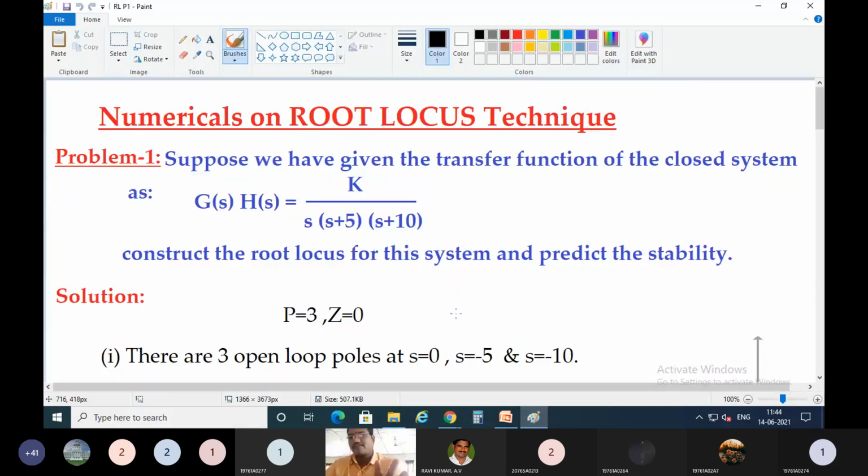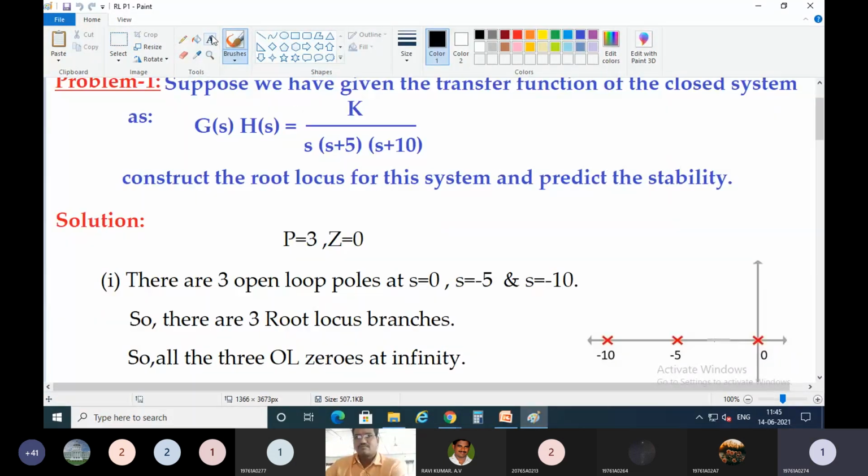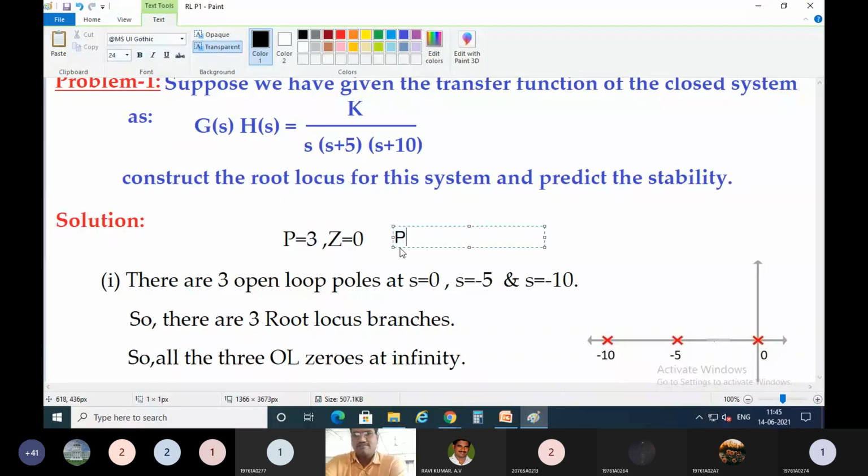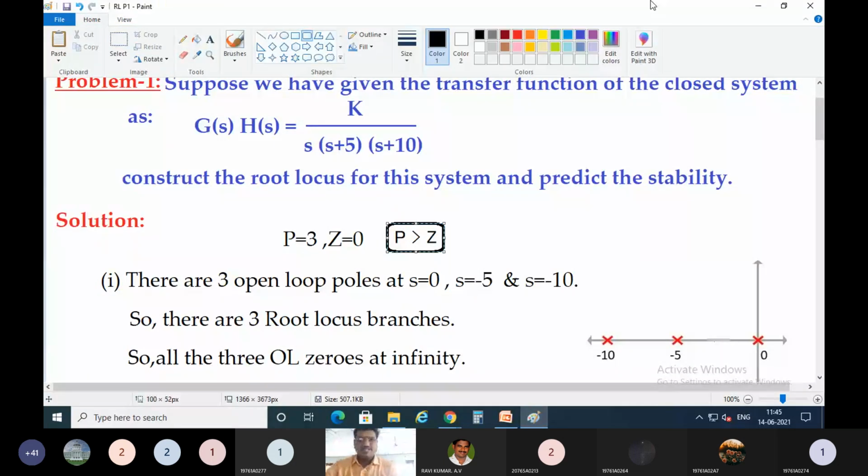So how many root locus branches? Is it condition 1 or condition 2? Here we have one condition. What is the condition? P is greater than Z. Am I right? This is the condition you are getting. So P greater than Z, this is condition 1. According to this condition, how many root locus branches? 3 branches, sir.